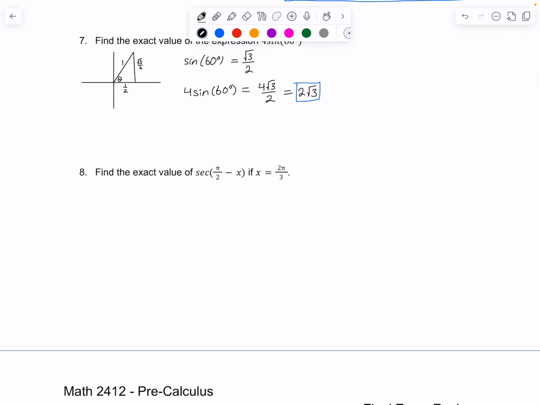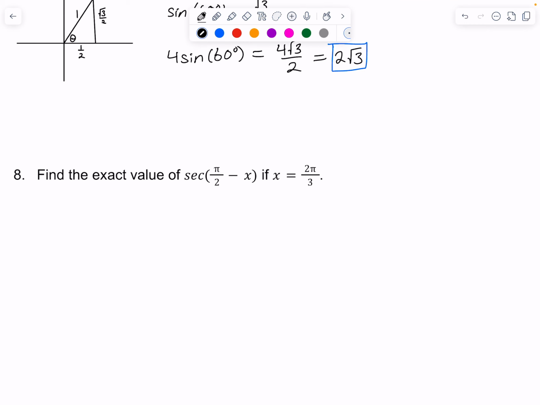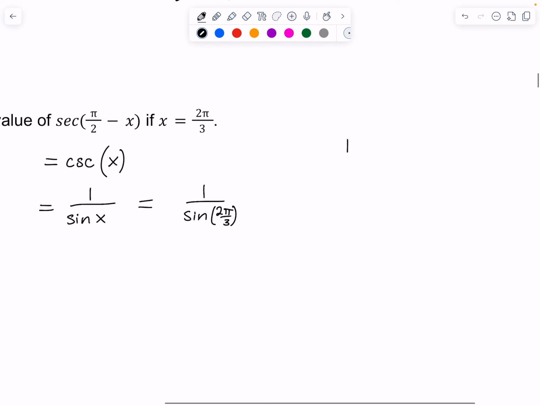Okay, number 8. Find the exact value of the secant of pi over 2 minus x if x is equal to 2 pi over 3. So you may remember that the secant of pi over 2 minus angle is the same as the cosecant of the angle. And the cosecant is 1 over the sine of the angle. So we are looking for 1 over the sine of 2 pi over 3. So what I'm going to do is draw it in my unit circle again. So 2 pi over 3 is in quadrant 2, right about here.